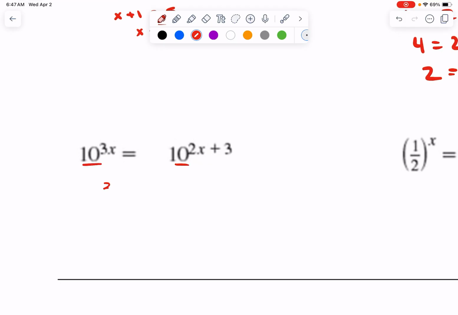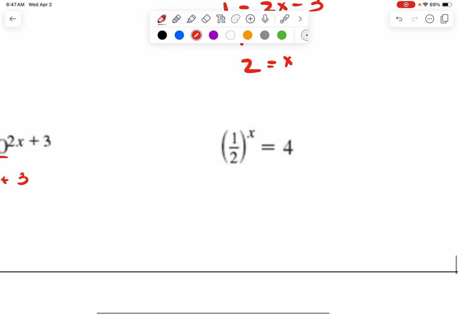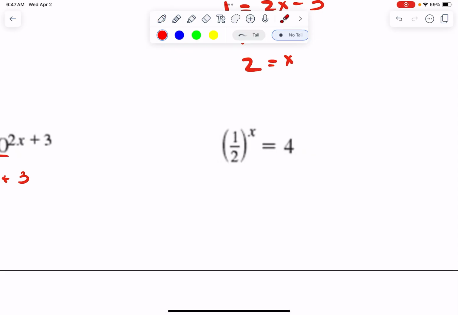Notice the bases are the same. So we're going to set them equal to each other, and we're going to solve this linear equation, just like we did back in pre-algebra and in algebra 1. Now, in the next one, we have to be careful. This is a half, and this is a 4. So I'm going to use this one, and I'm going to change it to 2 to the negative 1.